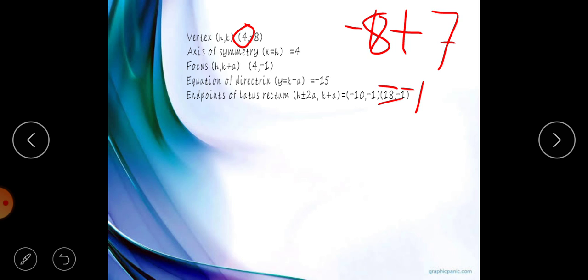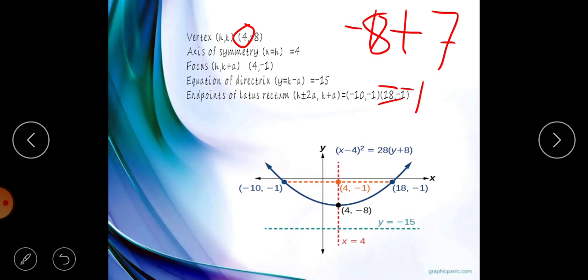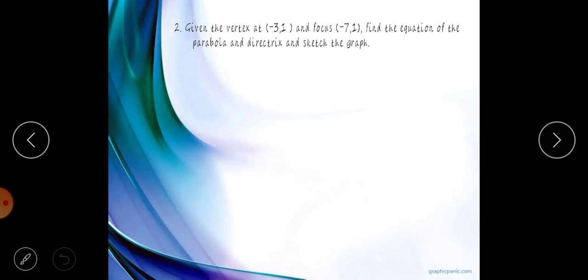So this is how the graph of our example looks like. It's a labeled graph. So, another example.